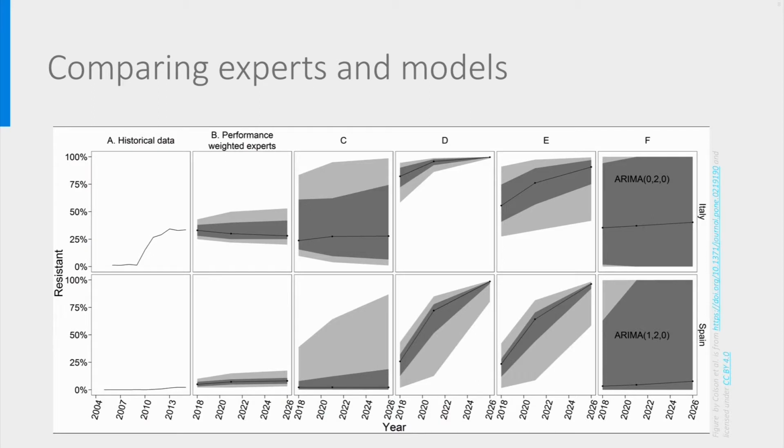Let's take a look at the expert and model forecasts for Klebsiella resistance to carbapenems in 2 countries, Italy and Spain. Again, the dark gray areas show the 50% credible range, and the light gray indicates the 90% credible range. Our results show that, depending on which set of standard assumptions you choose, the models present vastly different results.